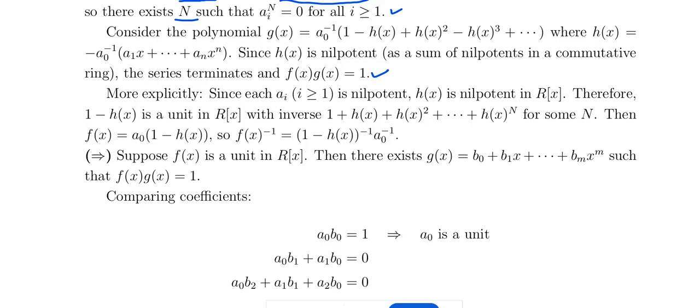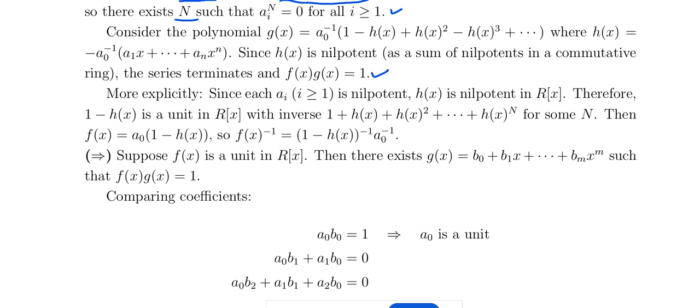When you specify, we can write like this: a_i is nilpotent, so h(x) is nilpotent in R[x]. Therefore 1 minus h(x) is a unit in R[x] with inverse 1 plus h(x) up to h(x) to the power n. The same proof once again.